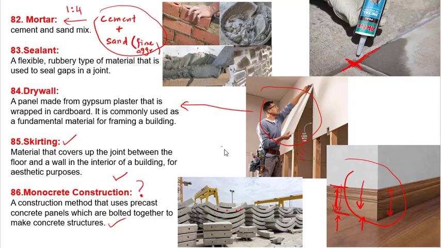Like if you are constructing a building, these two are columns, and there is no need to do the form working and then place the steel and then do the pouring of concrete. You can get a ready-made or precast beam and directly take it and place it here, and then use the bolts to put it together with the structure. That is called monocrete construction.